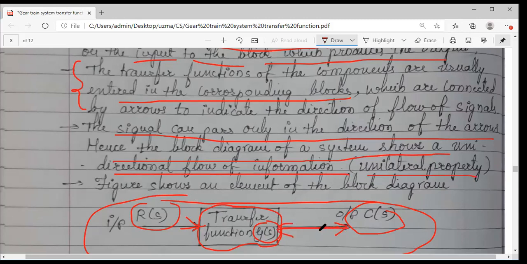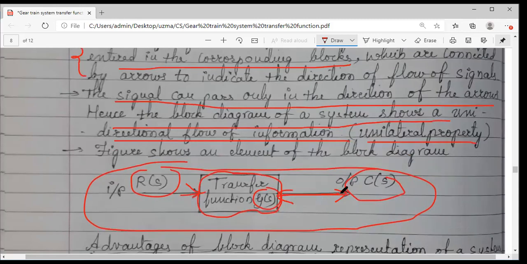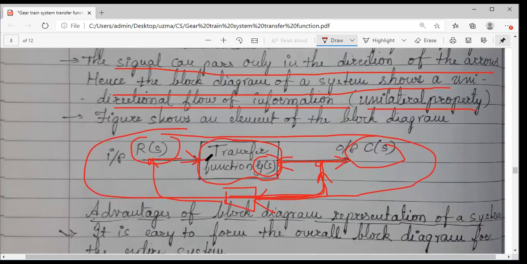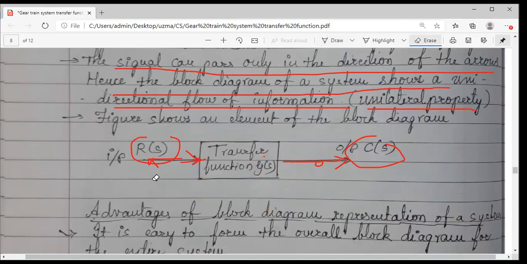But no doubt in feedback systems, some part of the output is taken here and fed back to the input side. However, if you see here, I'm showing this direction in this form. It won't go back like this. That is the meaning of the statement: unidirectional flow of information. A figure shows the element of a block diagram. ये एक open loop system है, उसके लिए ये block diagram दिखाया है.